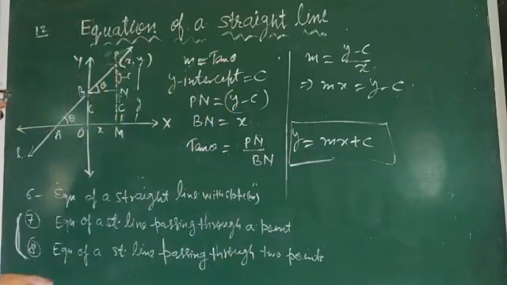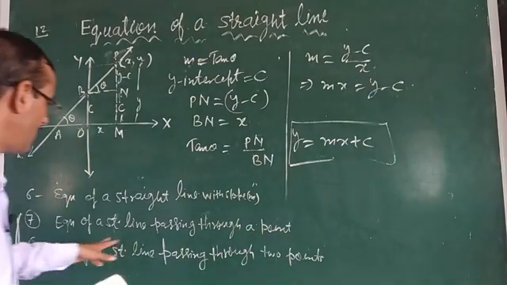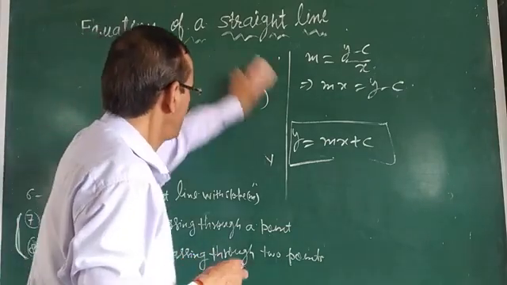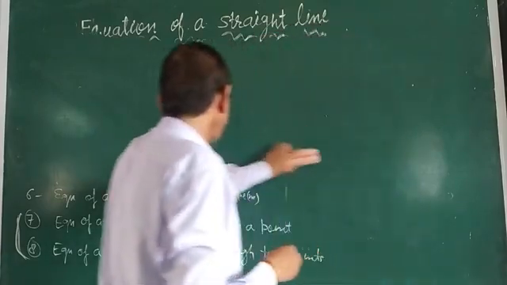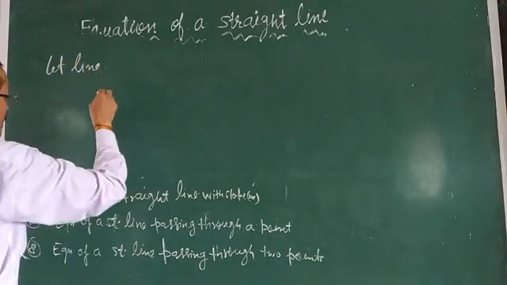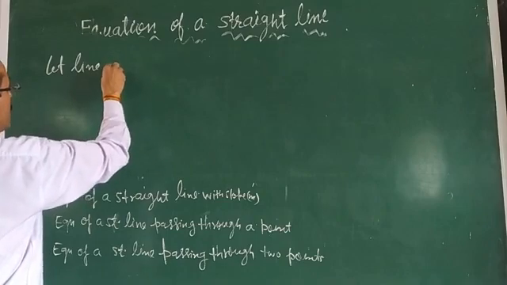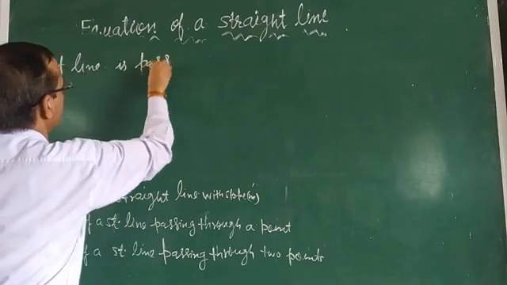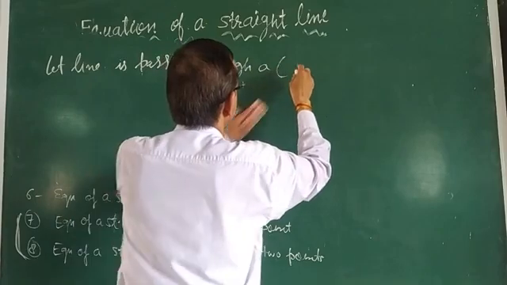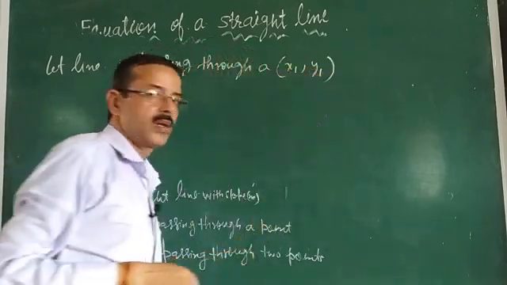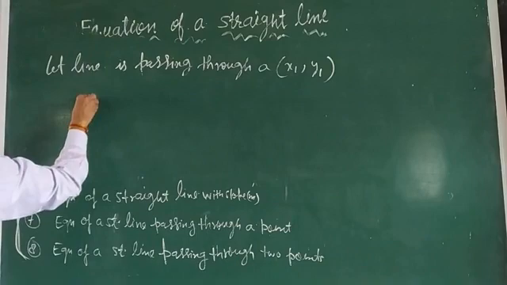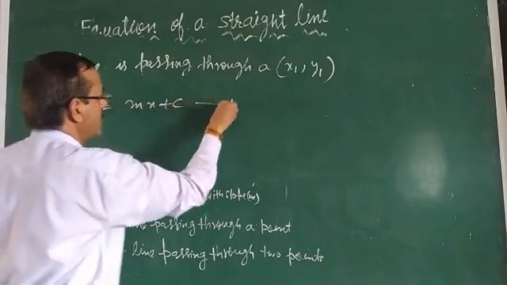That now next point, at point number 7, equation of straight line passing through a point. If line passing through a point, suppose let line is passing through a point x1 y1. Let line passing through a point x1 y1. So what was the equation of straight line? y is equal to mx plus c. This is the equation of straight line.